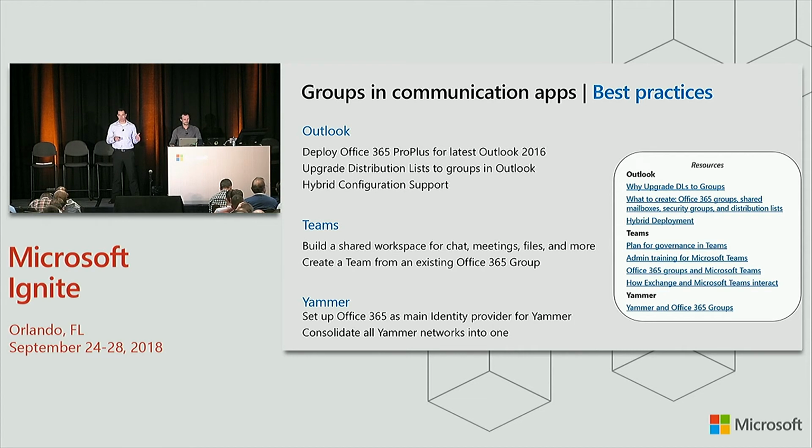Well, when you think about communication, like we discussed and framed in the beginning, there are three different communication modalities, right? We have Outlook, which is super powerful for email. We have Teams, which is great for that informal, persistent chat, and then Yammer for connecting across your organization. So a place where a lot of customers start is with email. They are very familiar with using distribution lists to send an email to a group of people. So lots of times this is a natural transition into Office 365 groups.